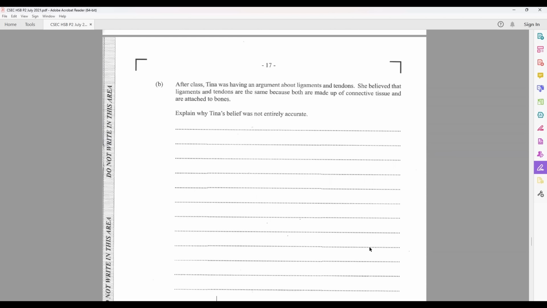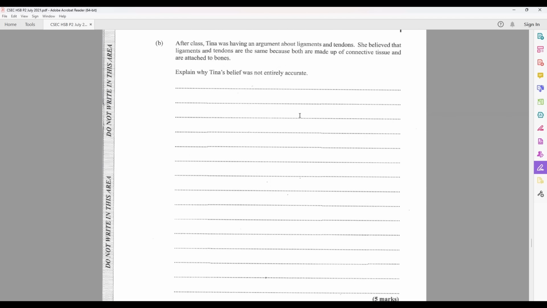After class, Tina was having an argument about ligaments and tendons. She believes that ligaments and tendons are the same because both are made up of connective tissue and are attached to bones. Explain why Tina's belief was not entirely accurate. And they give you a lot of lines to express yourself. The question is only worth 5 marks, but look how many lines they give.